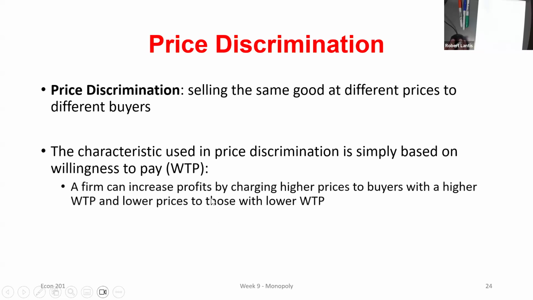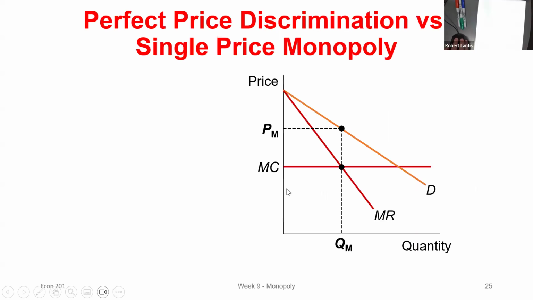This willingness and ability to pay, remember, is simply represented by our demand curve. So what we want to do is identify who's high up on that demand curve. They're willing to pay more, so I want to charge them a higher price. Whoever is lower on my demand curve, their ability or willingness to pay is lower, so I want to charge them a lower price.